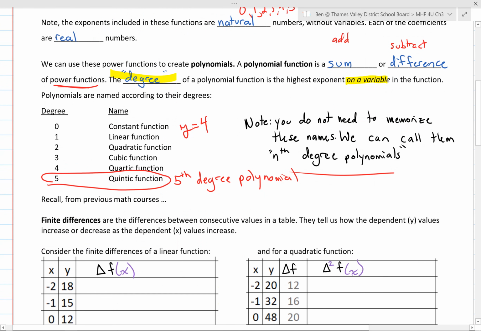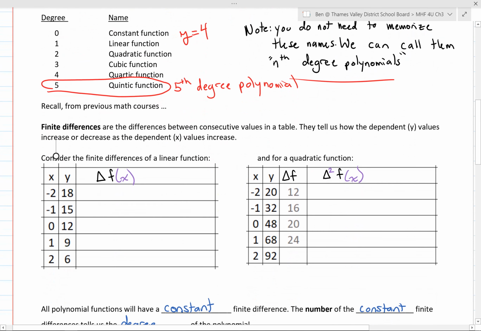Okay, now from our previous math courses, you should have learned this before, so we're going to go over them pretty quickly. Even if you've learned them before, you probably did not spend too long on your finite differences, other than in grade 9 when you were just exploring linear functions. Other than that, I know you used them in grade 10, but I suspect many of you will not remember them, and that's okay. So your finite differences are differences between consecutive values in a table.